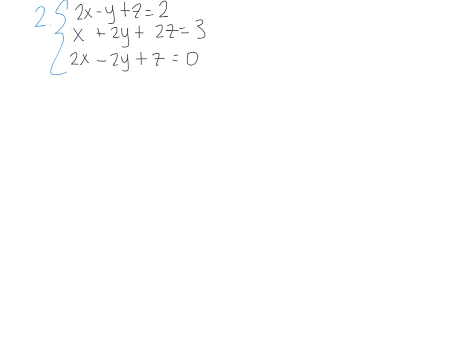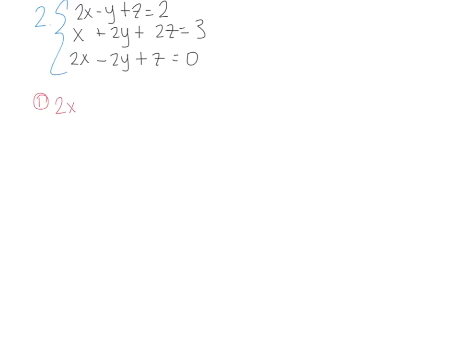Okay, now the second problem. You have the problem 2x minus y plus z equals 2. You need to be copying this down. x plus 2y plus 2z equals 3. 2x minus 2y plus z equals 0. Just like step number 1, our goal is to eliminate z first. So I'm going to take the first two equations.